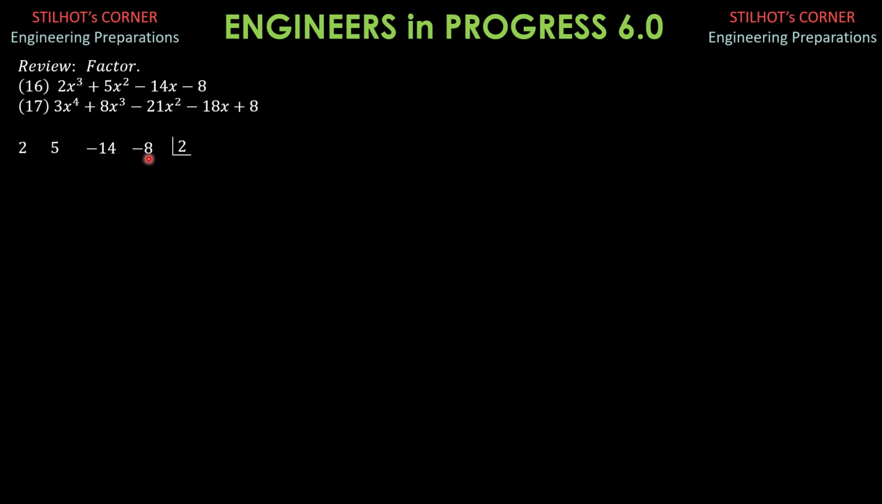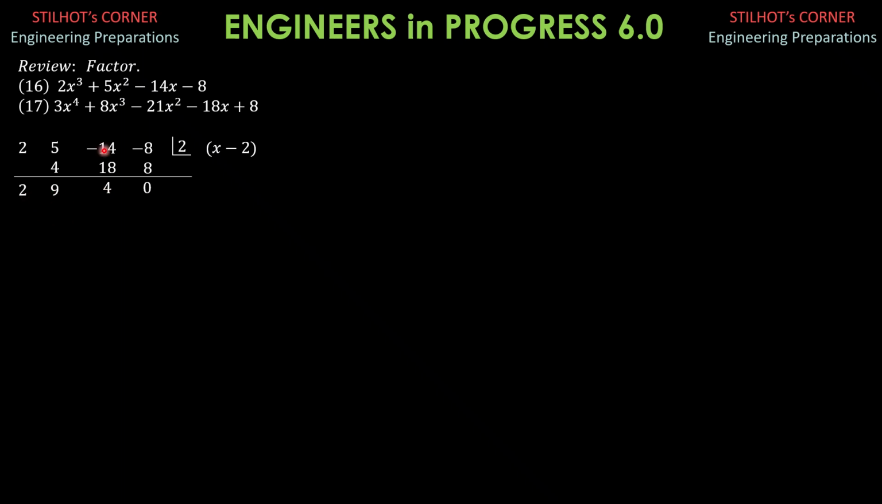Because we factor this by trial and error, there is a case where we have 4 as a factor of 8 divided by 2 as a factor of 2. So that's why we have 2. So we draw a horizontal line again, bring down 2. 2 times 2 is 4, and 5 plus 4 is 9. 2 times 9 is 18. Negative 14 plus 18 is 4. 2 times 4 is positive 8. Negative 8 plus 8 is 0. So that means 2 is a root, and the factored form is x minus 2.